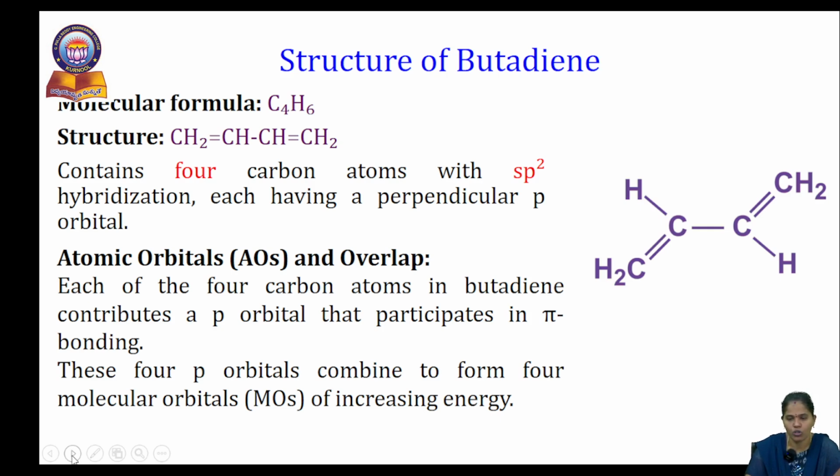Each of the 4 carbon atoms in butadiene contributes a p orbital that participates in pi bonding. These 4 p orbitals combine to form 4 molecular orbitals of increasing energy.